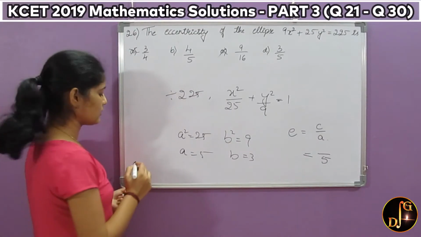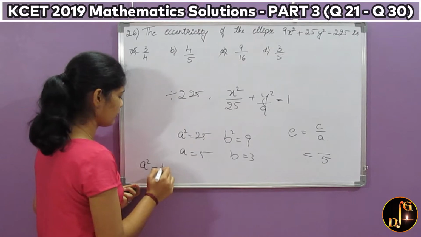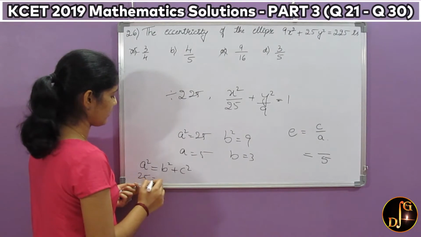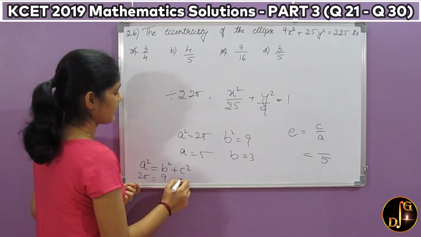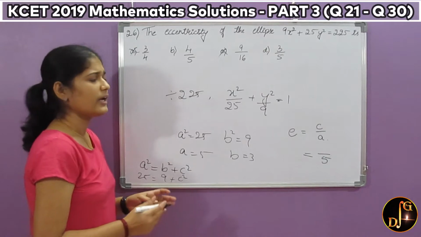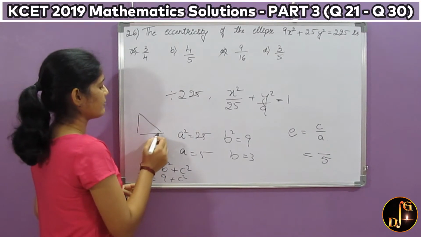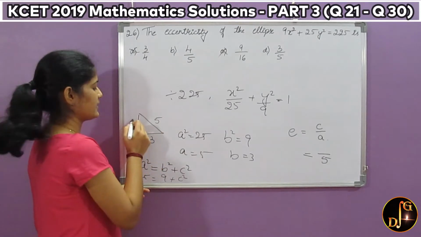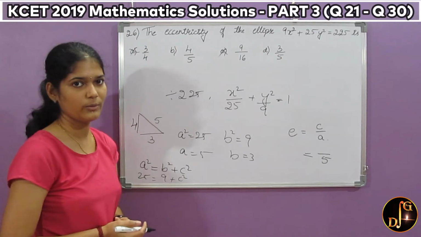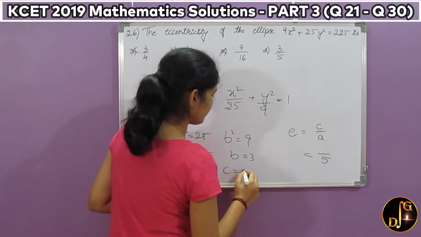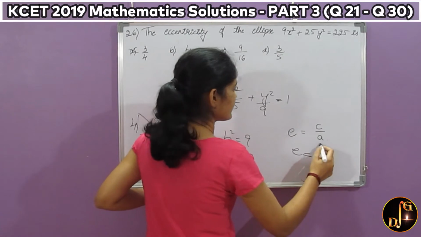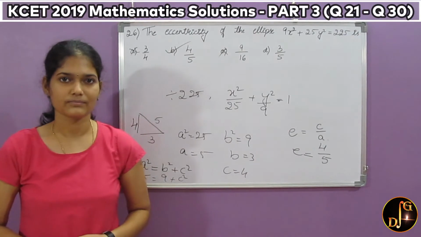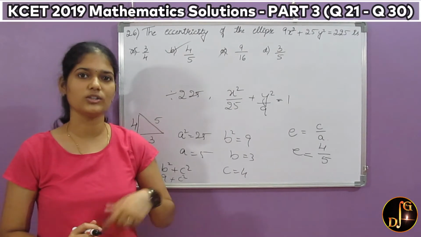To find c, we have the formula, that is a square is equal to b square plus c square. Here a square is nothing but 25 and b square is nothing but 9 plus c square, we have to find. And in the Pythagorean triplet, we know that if the hypotenuse is 5 and one of the sides is 3, then the other side is absolutely 4, right? So c will be 4. Then eccentricity is 4 by 5. So the correct option is option B. Right? Now let's move on to the next problem.